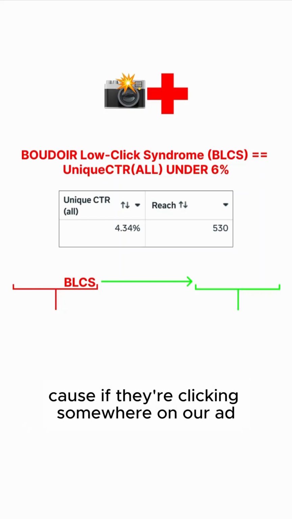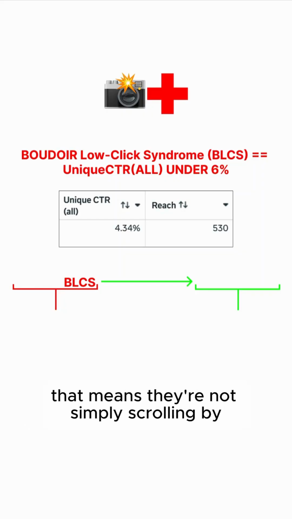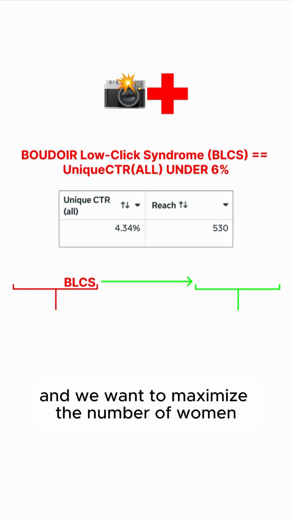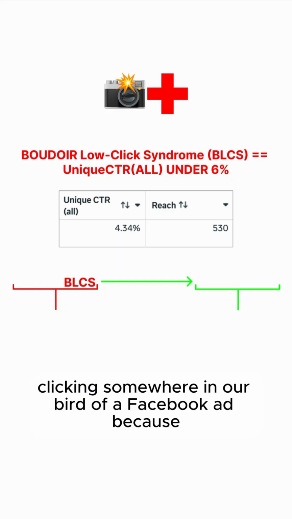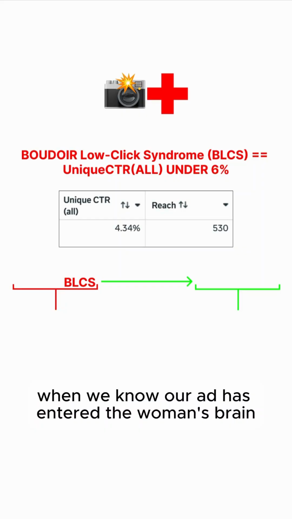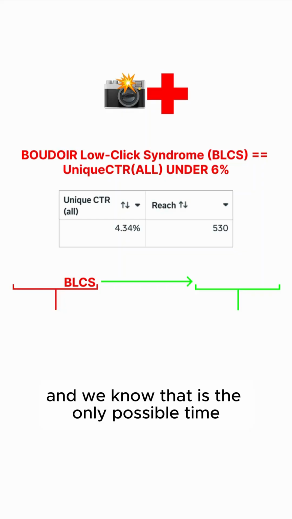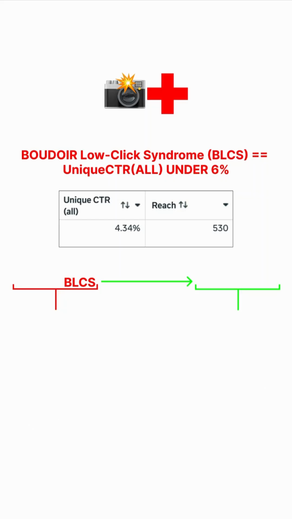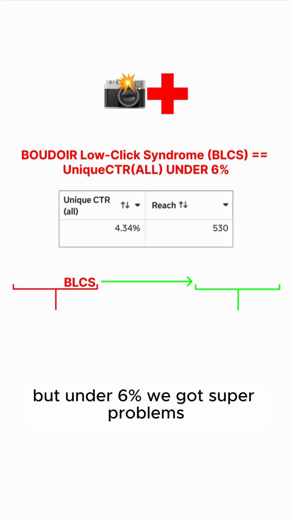And we care about this because if they're clicking somewhere on our ad, that means they're not simply scrolling by. This is all basically the non-scroller buyers. And we want to maximize the number of women clicking somewhere in our Boudoir Facebook ad, because that is when we know our ad has entered the woman's brain, and we know that is the only possible time she will buy, or there's a non-zero chance that she will buy. So we actually gotta get this number as high as possible, but under 6%, we got super problems.